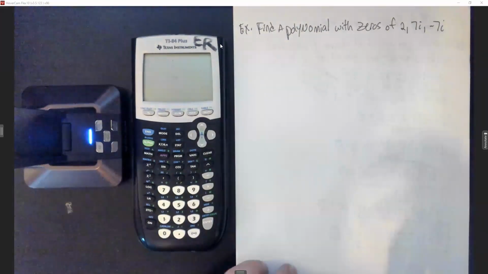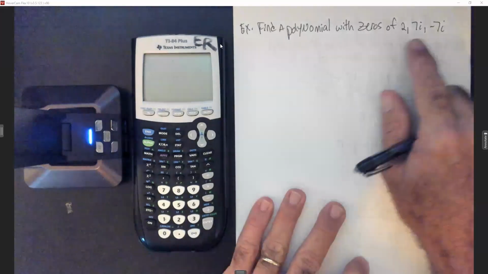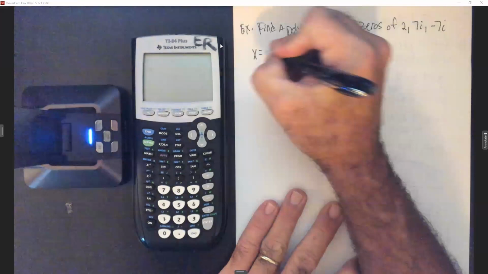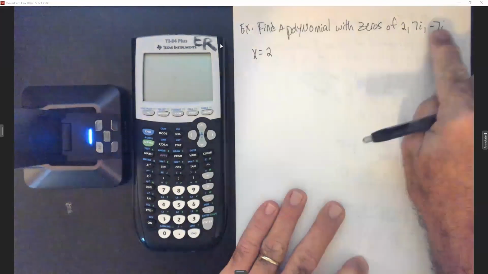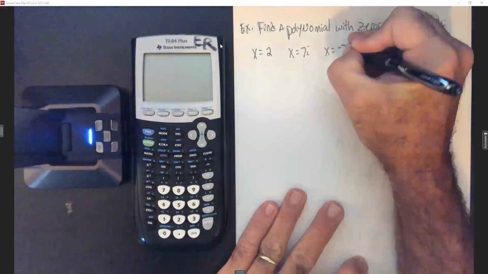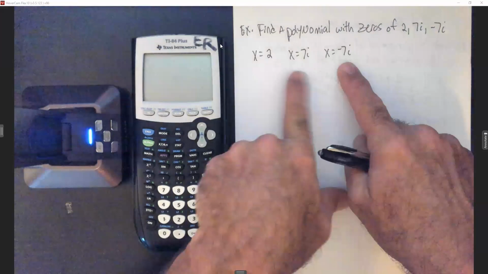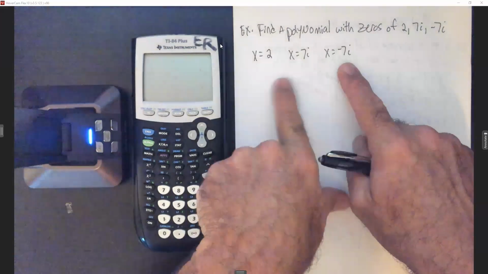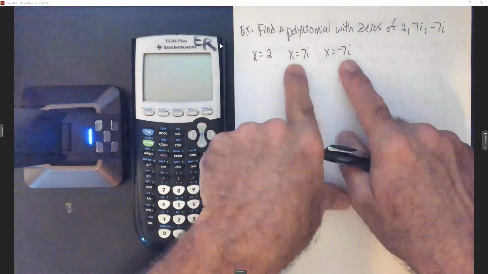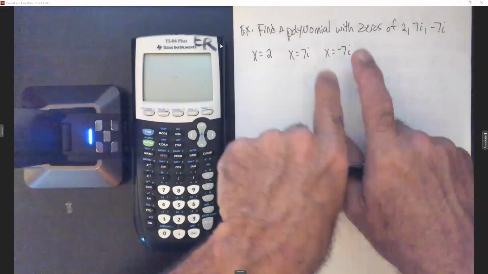Now I'm picky on this one. I'm going to have my x equals 2, my x equals 7i, and then x equals a negative 7i. Okay. Now, you can either put these first or keep them in the order I got it. But the thing is, when you FOIL these, you want to FOIL the imaginary stuff together first, and then take that answer times the real number.